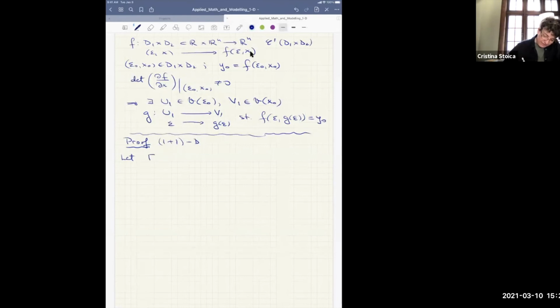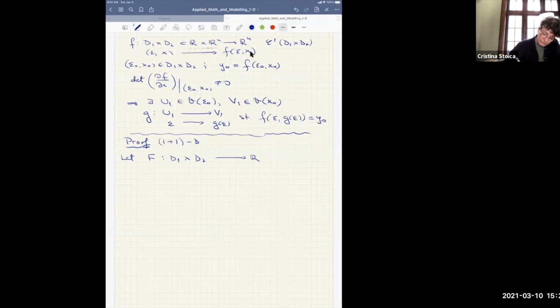Let f be, so if you look here, this is an incomplete thing. The domain is R to the n plus 1, and the codomain is R to the n. But the inverse function theorem works when you have the same dimensions of the domain and the codomain. So I'm going to complete the codomain with an extra dimension. That's the main idea.